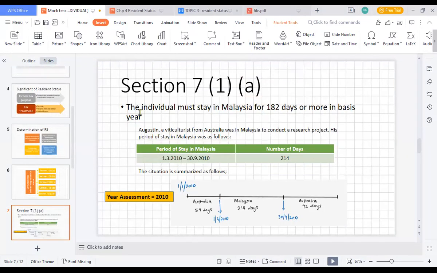It is when the individual must stay in Malaysia for 182 days or more in the basis year. It means that under section 71A, the person is staying in Malaysia for more than 182 days. So if that person is staying in Malaysia for more than 182 days, we automatically consider him or her a resident, because they have already stayed in Malaysia for more than 182 days.